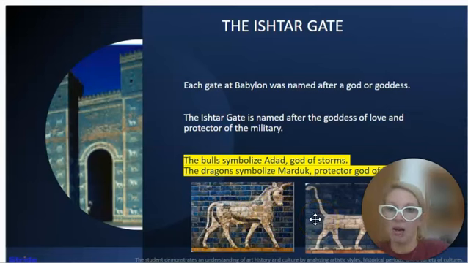And they are of bulls and dragons. So there's the bull, there's the dragon. So the Mesopotamian Babylonian artists used lots of symbols, lots of religious symbols in their artwork. So the bulls symbolize Adad, the god of storms, and the dragons symbolize Marduk, the protector god of Babylon.